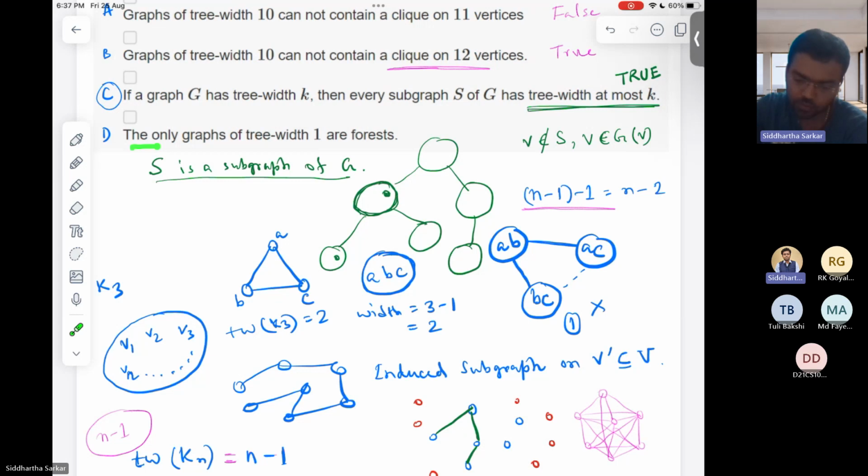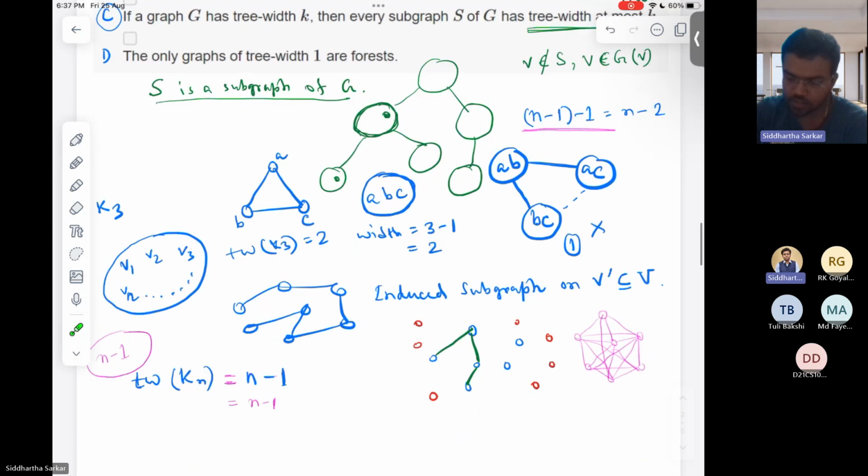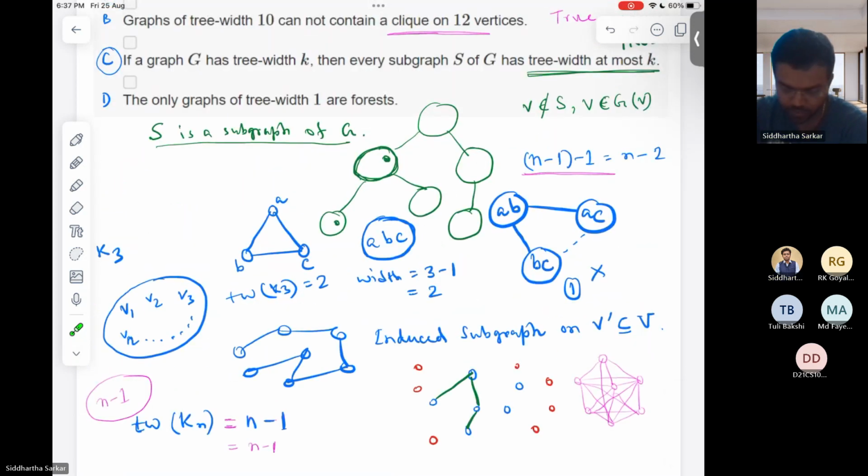So the only graphs of tree width 1 are forests. So we have seen that trees are graphs with tree width 1. Forests are nothing but a union of trees. Just now we have seen a graph having a single edge and its tree width was equal to 1. So therefore, it is not necessary that the only graphs of tree width 1 are forests. Even a graph having only one edge can have tree width equal to 1. So this statement is false.